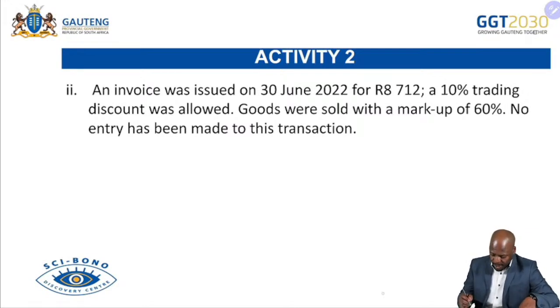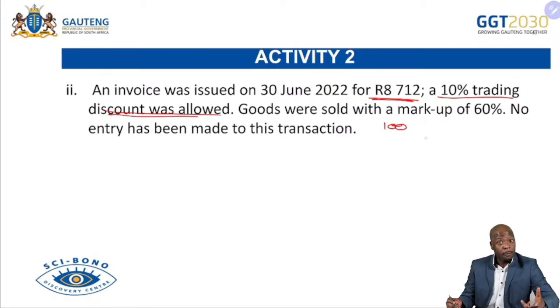So we are told that an invoice was issued for 8,712. A 10% trading discount was allowed. So this was not the initial amount that the goods were supposed to be sold for. The initial amount was supposed to be 100% in its fullness. But then we gave a 10% discount. That means we ended up with 90, which is our 8,712.